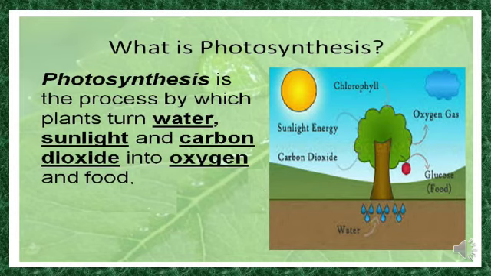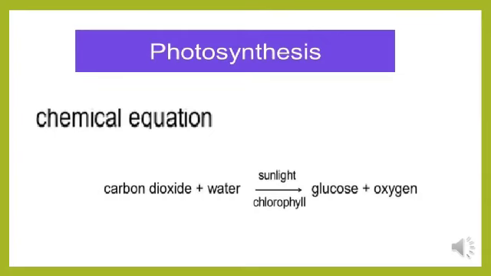The process of preparing food for the plant from water, sunlight, carbon dioxide is known as photosynthesis. Let us discuss in detail what are the things required for photosynthesis and what is given out after photosynthesis. This is the chemical equation of photosynthesis, which clearly represents that for performing photosynthesis, plants require carbon dioxide and water.